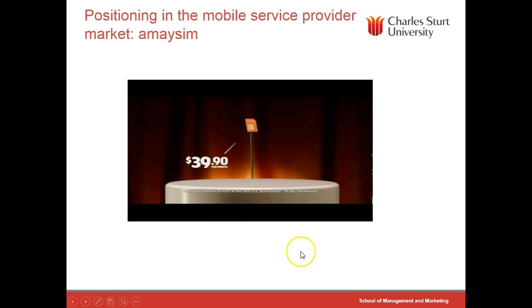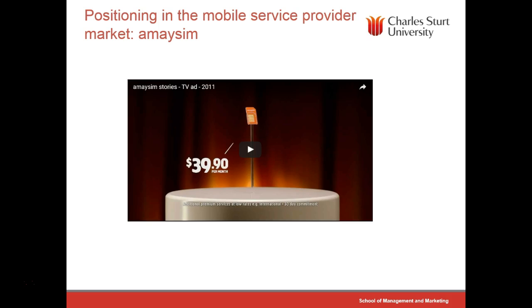Okay, so that's a few examples. Here's an example of a niche mobile phone provider, Amaysim, and how they position themselves in the telecommunications market in Australia.